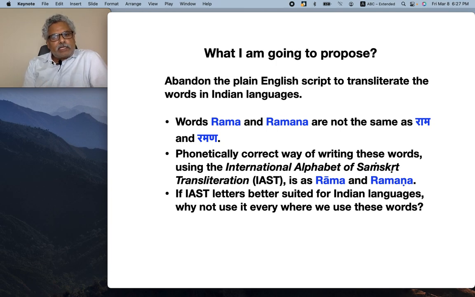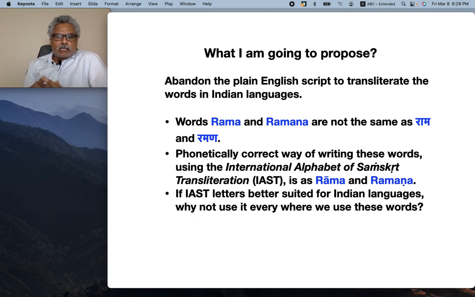Initially, it was because the English script was not capable of representing all the letters in our Indian native languages, whether Sanskrit, Telugu, Hindi, Tamil, all these languages. That's one of the reasons. And even after we got computers, because the keyboards don't have the capability to enter these additional ways of representing the words, we have been continuing like that.